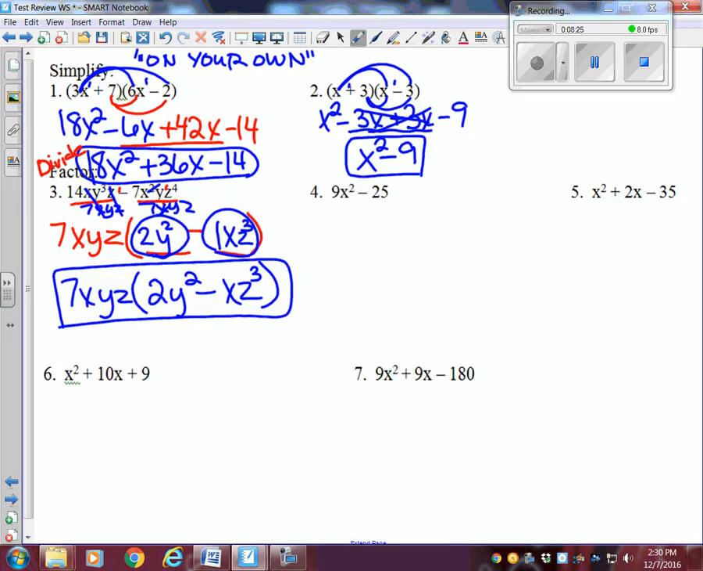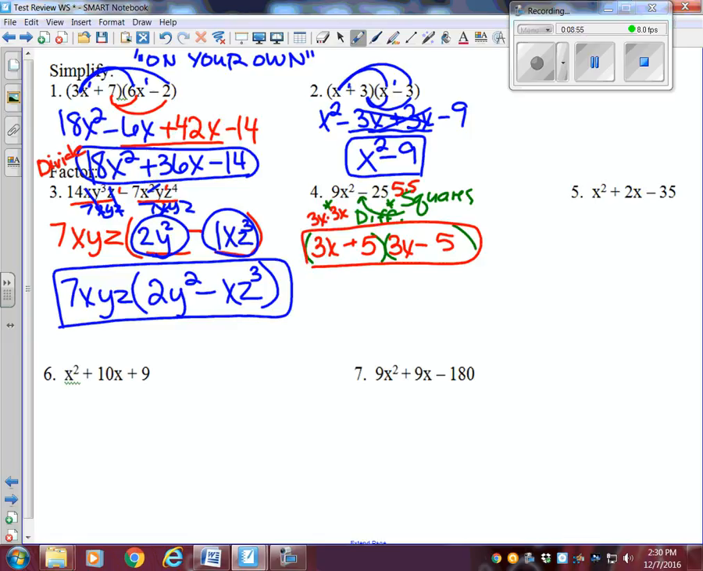It cannot factor anymore. Number 4, if I look closely, I recognize 9 and 25 as being both squares with a difference in between them. So that's a difference of two squares. If I try to break down 9x squared, I get 3x times 3x, and for 25, I get 5 times 5. 3x goes in the front, 3x goes in the front, 5 and 5, one minus, one plus.